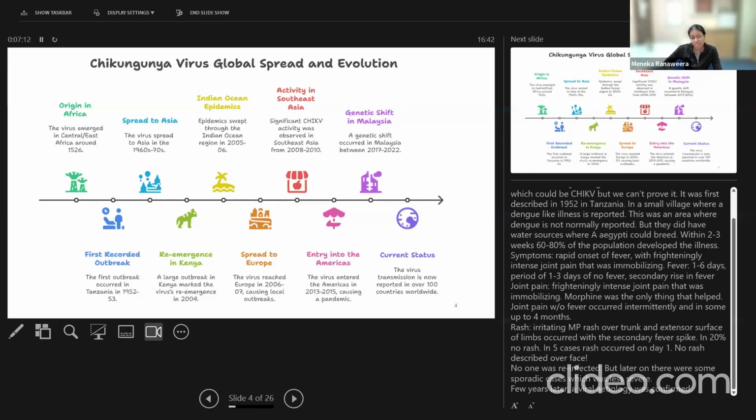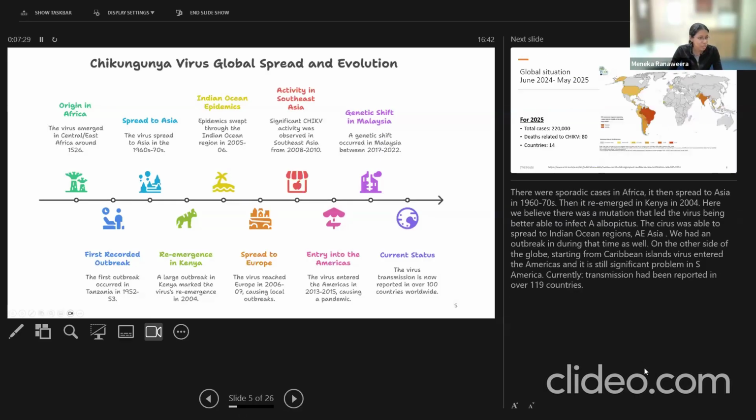But then in 2004, things changed. Genetically, we can coincide this with a certain mutation that occurred, which enabled the virus to be better able to adapt to Aedes albopictus, whereas earlier it was more just Aedes aegypti that was the main culprit in carrying this virus. Following the re-emergence in Kenya, we saw it moving to the Indian Ocean region, then to Europe, as well as Southeast Asia. And this was the time that we had our major outbreak in Sri Lanka.